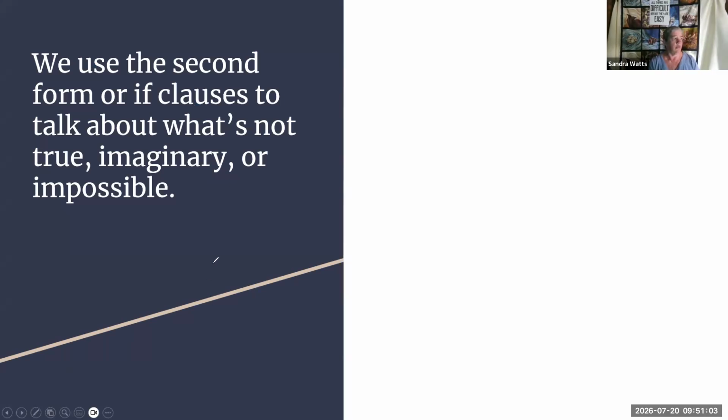All right. So this is actually called the second conditional. So if you ever have to Google it, what we did last week was called the first conditional. This is the second conditional. Again, difference in meaning. So we're talking about what's not true, what's imaginary, or what's impossible, not possible.